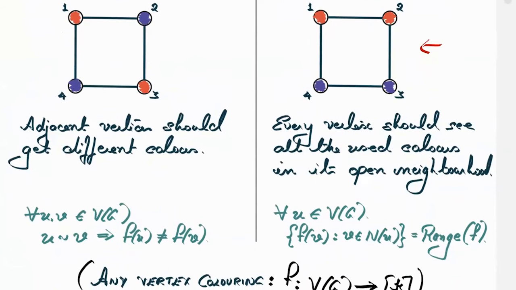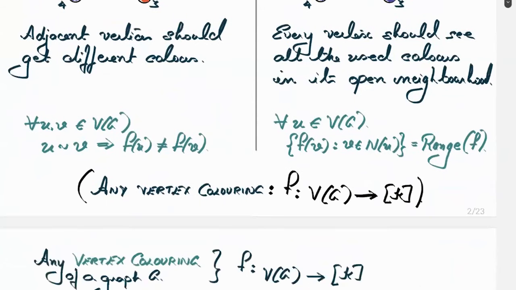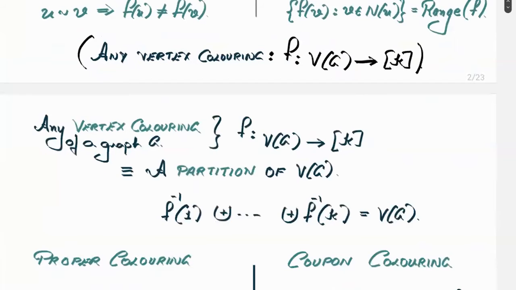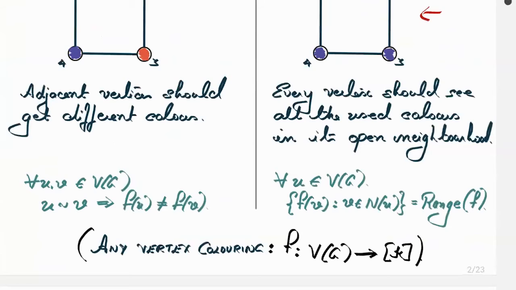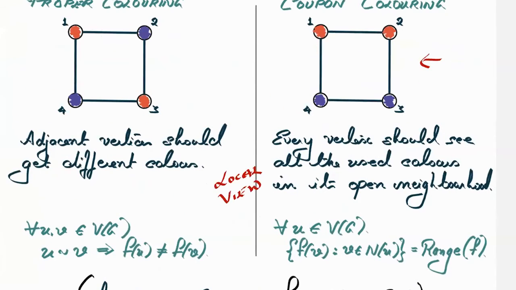Now, what we just saw, this definition, is what I generally like to call the local view of any coloring, where you talk about some property that a vertex or an edge or the neighborhood of a vertex has to satisfy. Any coloring also gives what I call a global view.